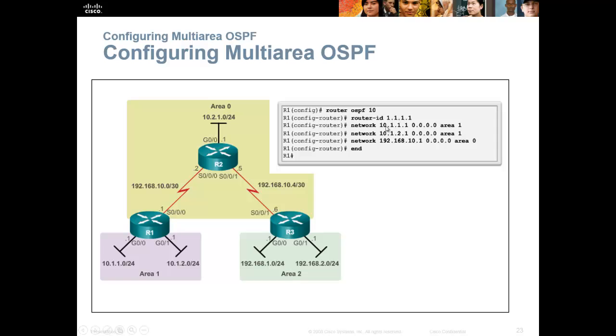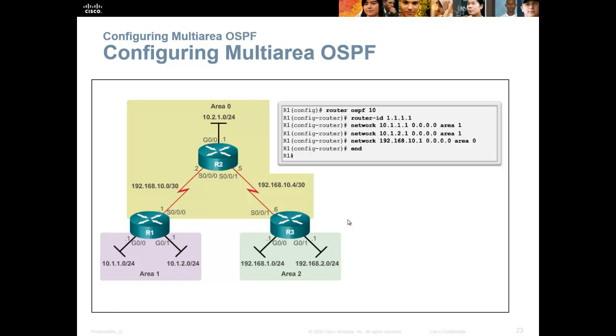So I say network, this network is going to be in area 1, this network is going to be in area 1, this network is going to be in area 0. So he's connected to 3 networks, 1, 2, 3. So he wants these 2 networks in area 1 and then this network in area 0. So it's as simple as that. Then you would do the same thing on the other routers.